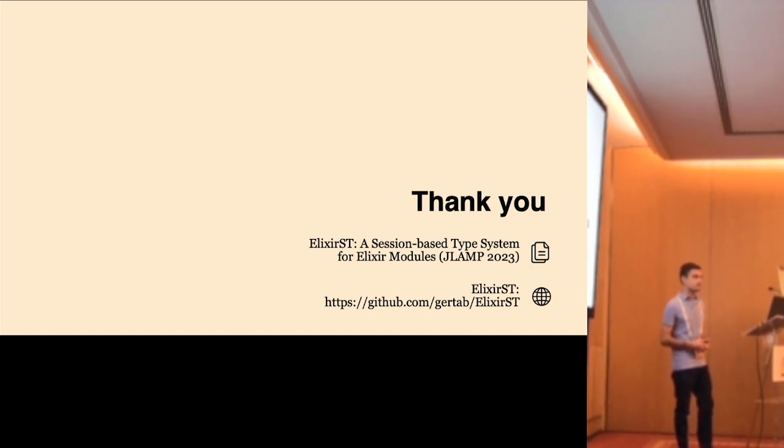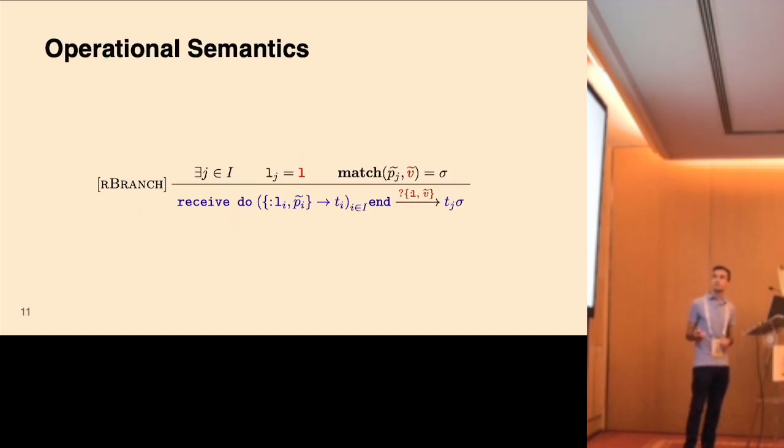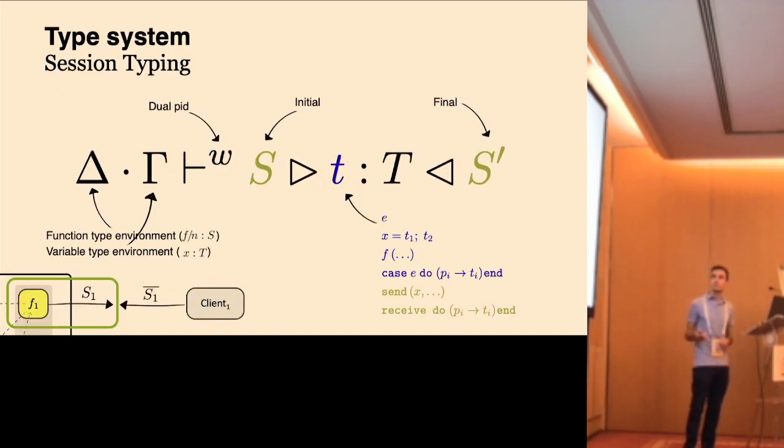I have a question about the technical side of the typing. About your typing judgments, why do you have this pre-type and post-type? Is it because you need to type the semicolon? Yes, because you have the sequencing. So that's part of it, and then the remainder has to be done by the remaining term.